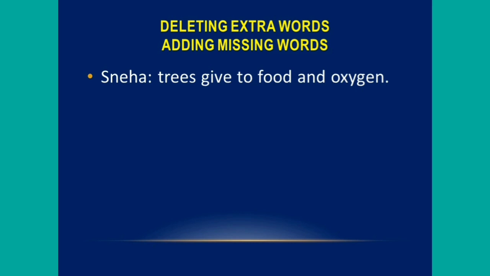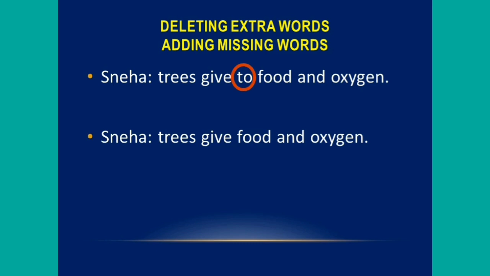What is the change necessary here? Do you find any extra word in this sentence? If yes, what is that word? "To" is an extra word. Let's delete it and rewrite this sentence. Trees give food and oxygen.